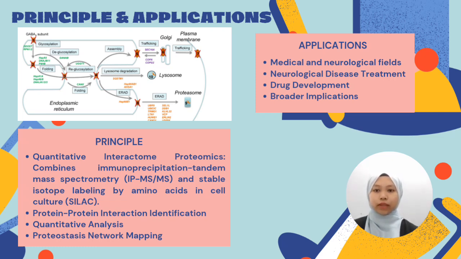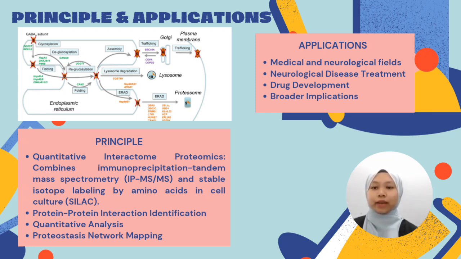Next is quantitative analysis. SciLab provides a comparative and quantitative approach to identify and measure interaction differences between normal and misfolding prone receptor variants. Last one is proteostasis network mapping. Bioinformatics integrates data to model molecular pathways involved in receptor homeostasis, such as folding, degradation, and trafficking mechanisms.